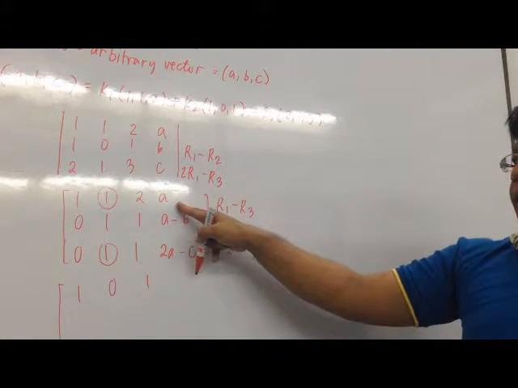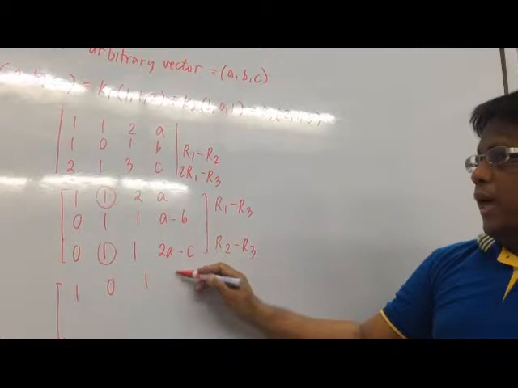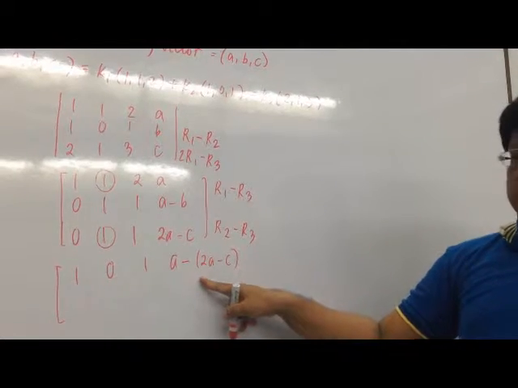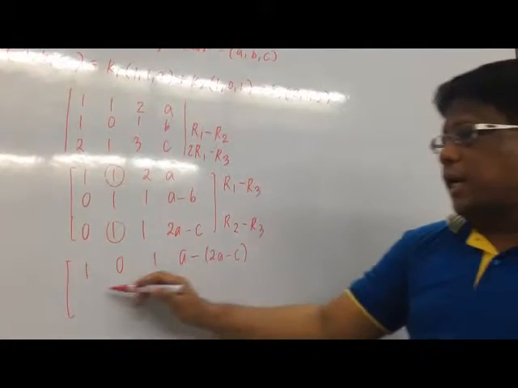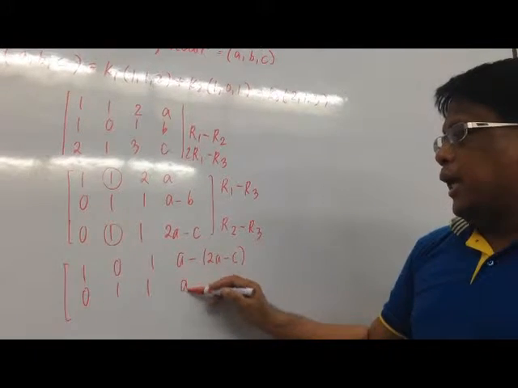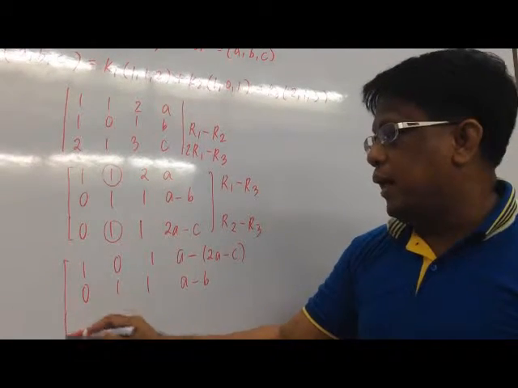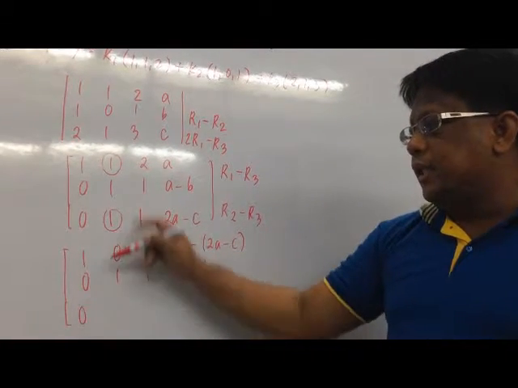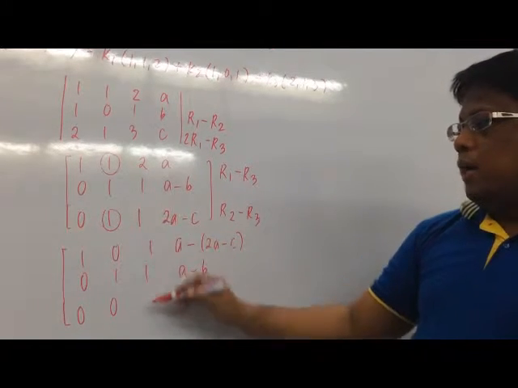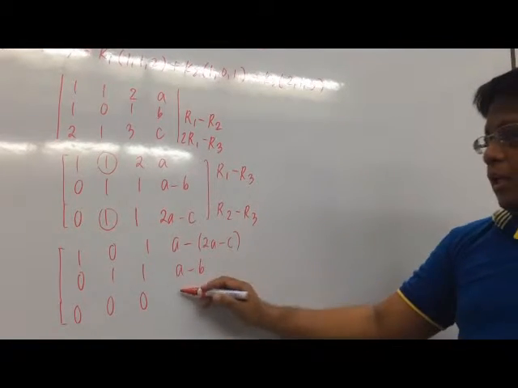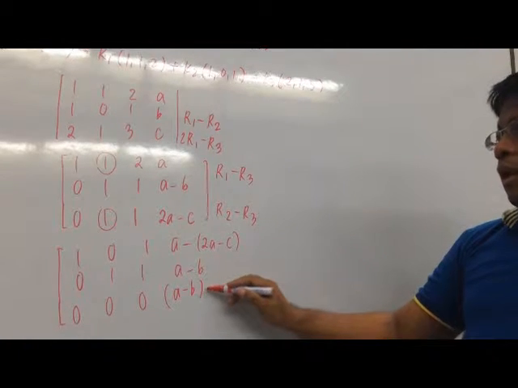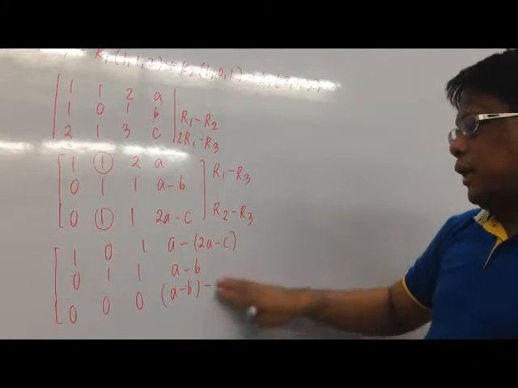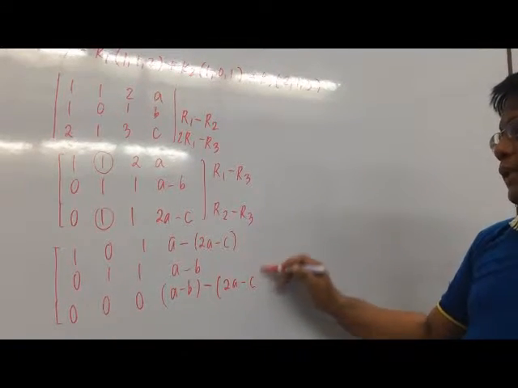What about, class, for the last column, we have A minus the quantity 2A minus C, okay? Do not simplify yet, class. And then we go now to the second row, 0, 1, 1, A minus B, okay? Then we have now the third row. It is R2 minus R3, so 0 minus 0 is 0, 1 minus 1 is 0, 1 minus 1 is 0. Then we have, class, A minus B minus the third row value. Sorry, it should be, it's correct, no? It is 2A minus C, okay?